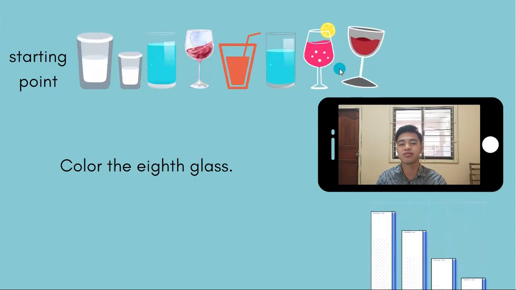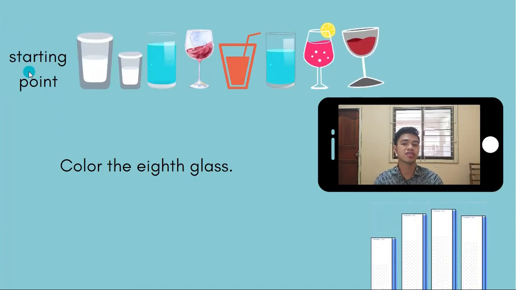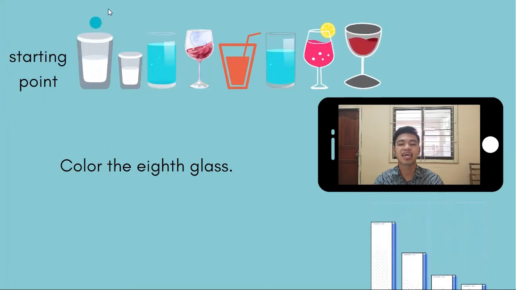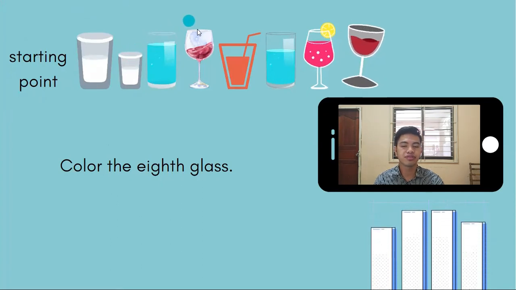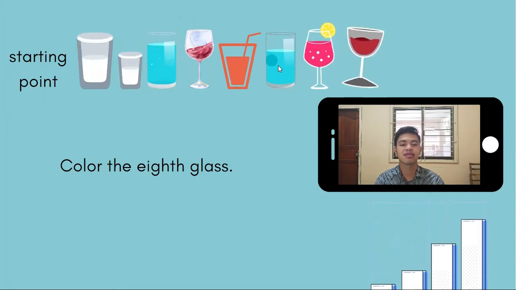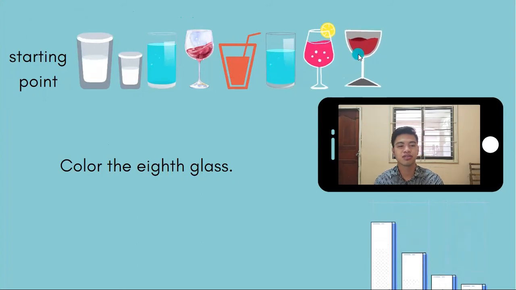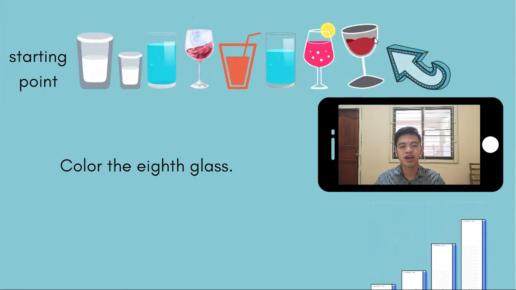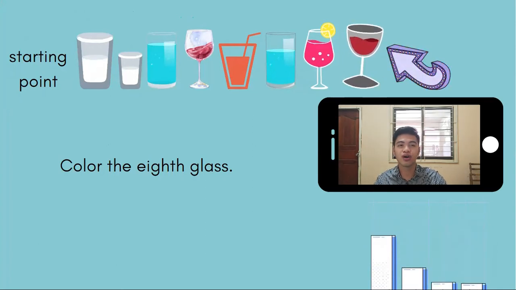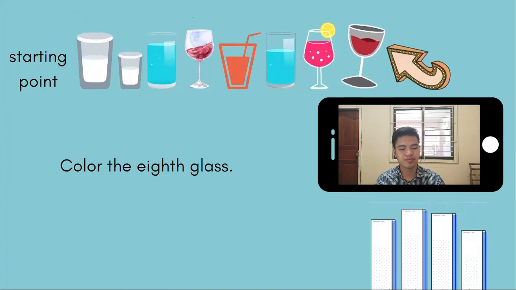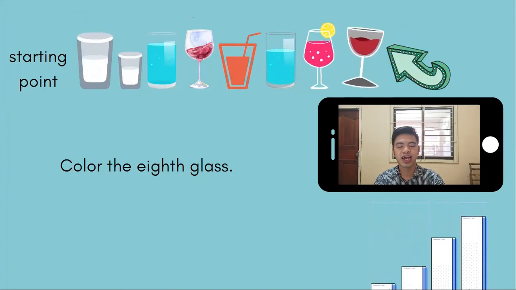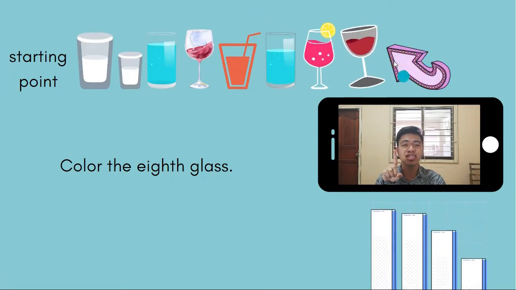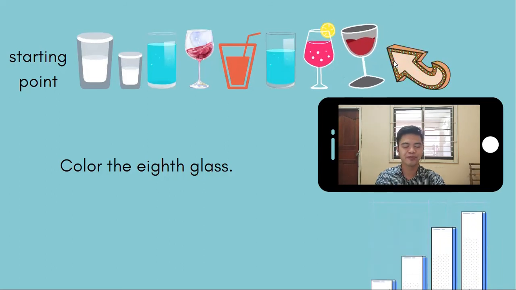So we're going to count from the starting point here on the left, and then we will count like first, second, third, fourth, fifth, sixth, seventh, and eighth. So here is the 8th glass. So we're going to color it, okay? Color the 8th glass. Any color will do. Did you get it, kids? We are going to color only the 8th glass. So only one glass will be colored, okay?